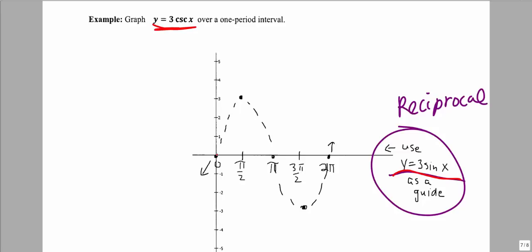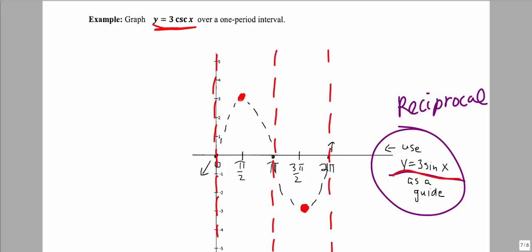And everywhere that we have an x-intercept, everywhere that sine is 0, cosecant will have an asymptote. Cosecant will be undefined at those x values where sine is 0. So we're going to draw on our dotted vertical lines to represent the asymptotes. And at the extreme points, at the maximum value, these will be the points that sine and cosecant share.